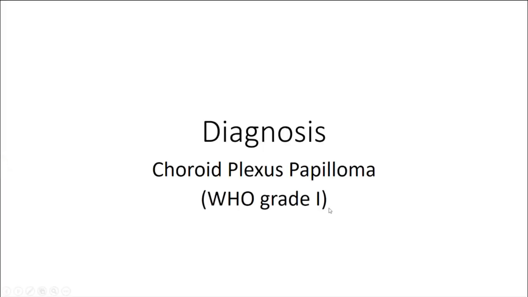So the diagnosis here was choroid plexus papilloma, WHO grade 1. The main differential diagnosis, again, was here with a metastasis, but we saw that the features were bland, and certainly you can have more than one tumor developing.